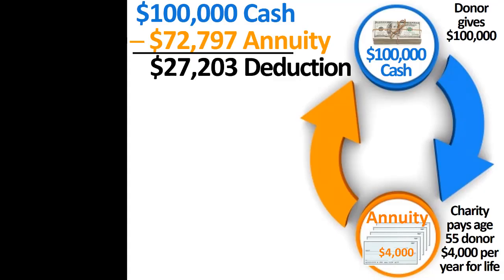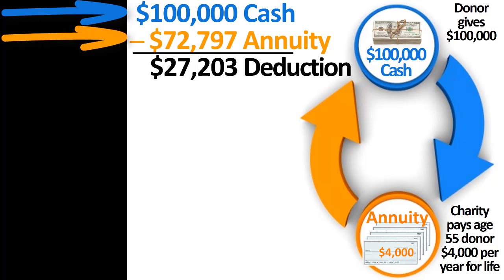Having determined the value of the $4,000 per year lifetime payments to the donor, in other words, the value of the annuity, it is now easy to calculate the charitable deduction. As with any bargain sale, the charitable deduction is simply the value of what the donor gave to the charity, in this case, cash of $100,000, less the value of what the donor received from the charity. In this case, an annuity worth $72,797.20. Thus, this transaction generates a $27,202.80 deduction for the donor.